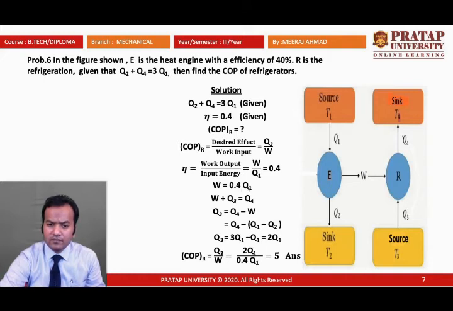So look at the value of Q1. If you find the value of Q3 in terms of Q1, then the Q1 in the numerator and the Q1 in the denominator cancel out, and you get a numerical value for the COP. So our focus is to find the Q3 value in terms of Q1.